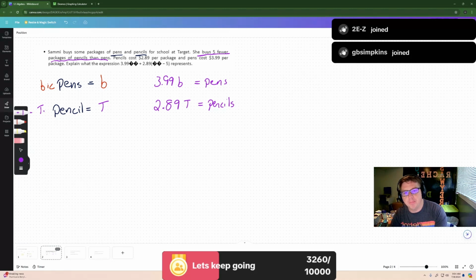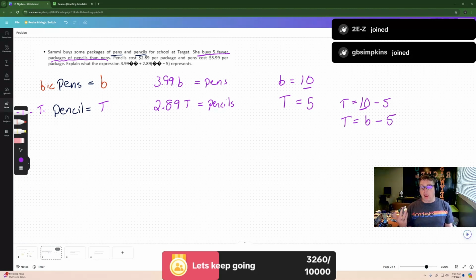So no matter how many pens she buys, let's say she buys 10. What are my pencils going to be? Well, we know they're 5, but how do we do that? Well, you're going to say, we took 10 and we subtracted 5, and that's how we got T. But where did the 10 come from? What is our unknown variable that represented 10? That's B. Take away 5.